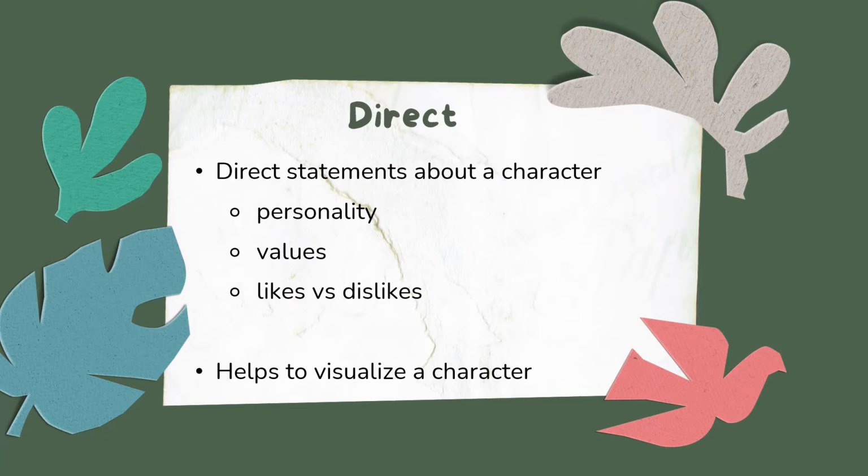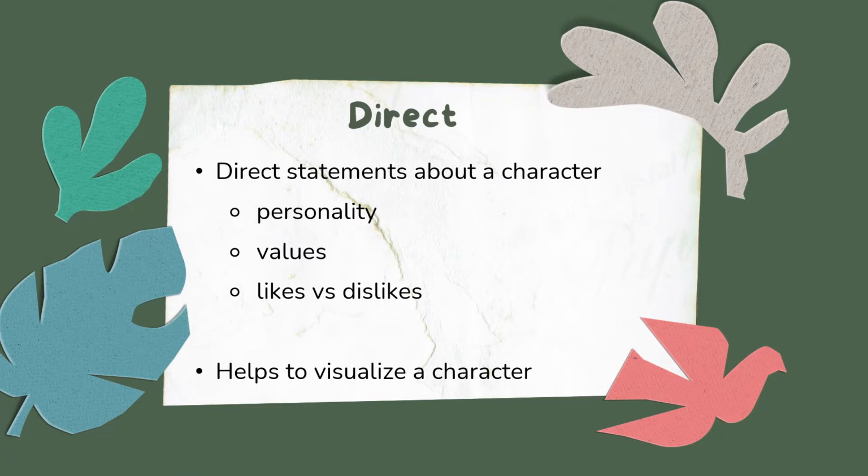Remember that characterization is the process through which an author shows us who our characters are in our piece of literature. So first and foremost, authors can characterize or develop a character in one of two ways. When they use direct characterization, they're going to make direct statements about a character. So they're going to state it explicitly in the text. You can read it off the page.